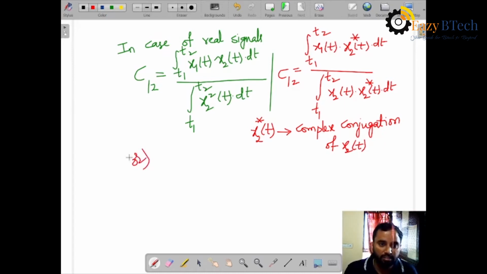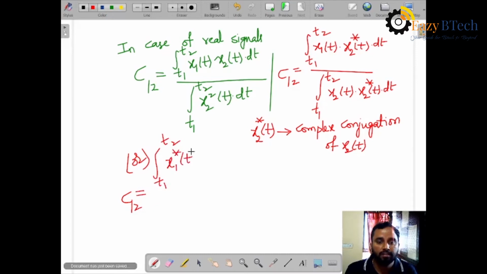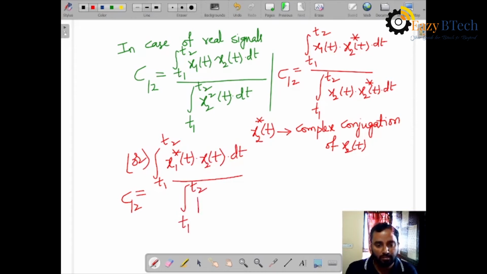So in this way also we can write. C12 is equal to integral T1 to T2 x1 star of t into x2 of t dt divided by integral T1 to T2 magnitude of x2 of t square dt. So both are same meaning. The C12 formula here and C12 here, both are equal, same.